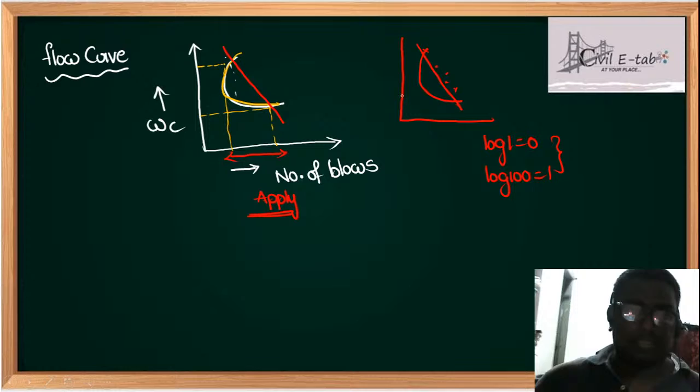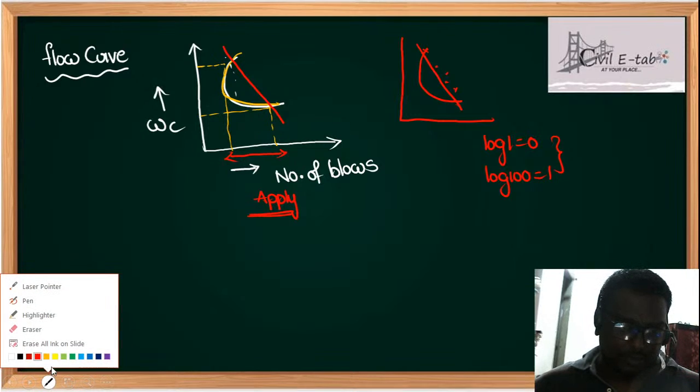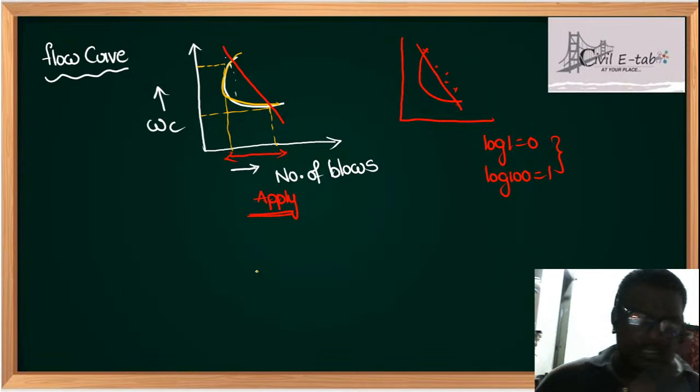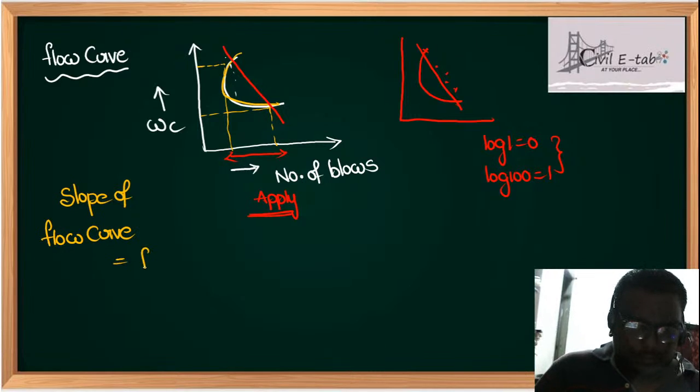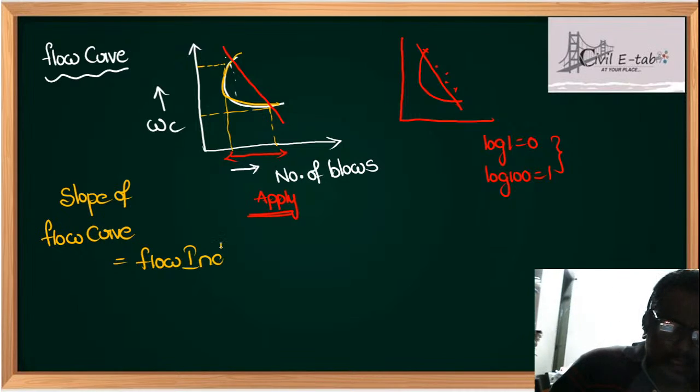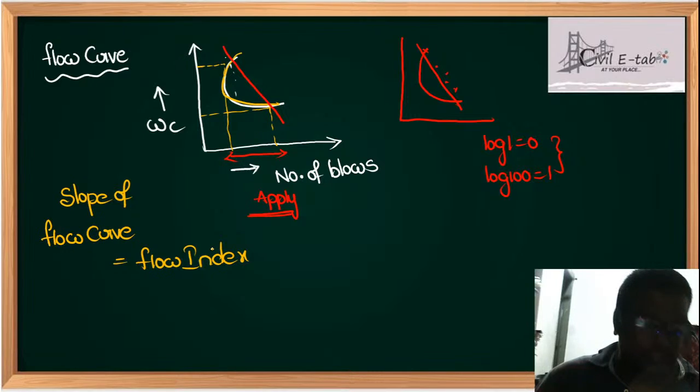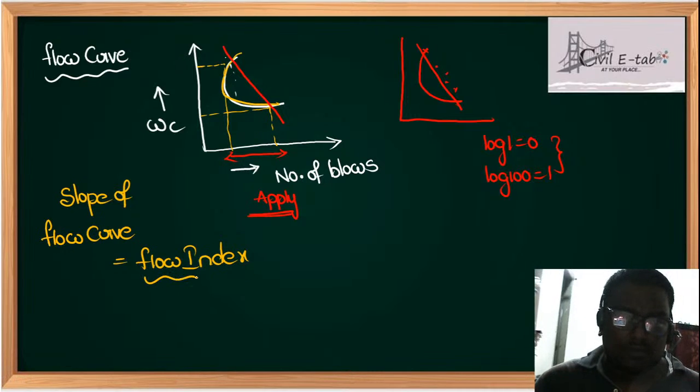Now this is another important point I want to tell you. Slope of flow curve is known as flow index. If you remember this curve, you can understand the concept, students. Remember, slope of flow curve is known as flow index. Now, what is flow index? It is represented as IF.